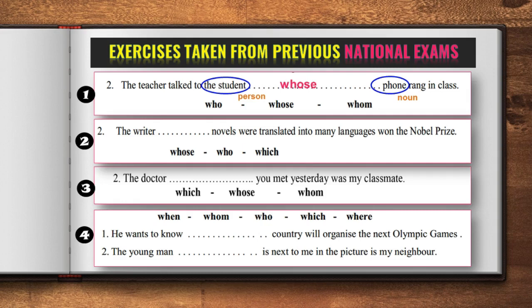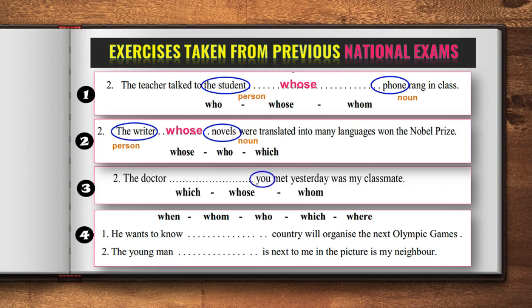Very good. The second one, we've got the writer whose novels were translated into many languages won the Nobel Prize. Here we've got novels are a noun, and then we've got here writer is a person, so the correct one again is whose. Number 3, the doctor you met yesterday was my classmate, and then we've got which, whose, whom.